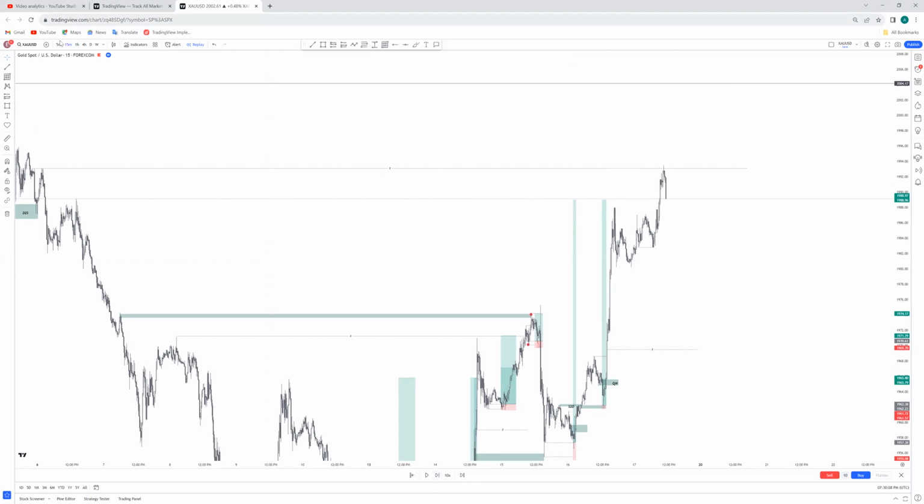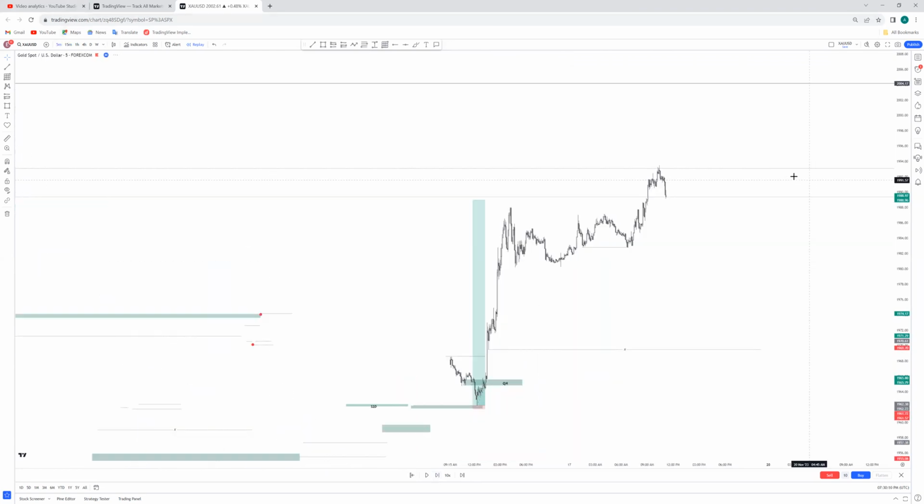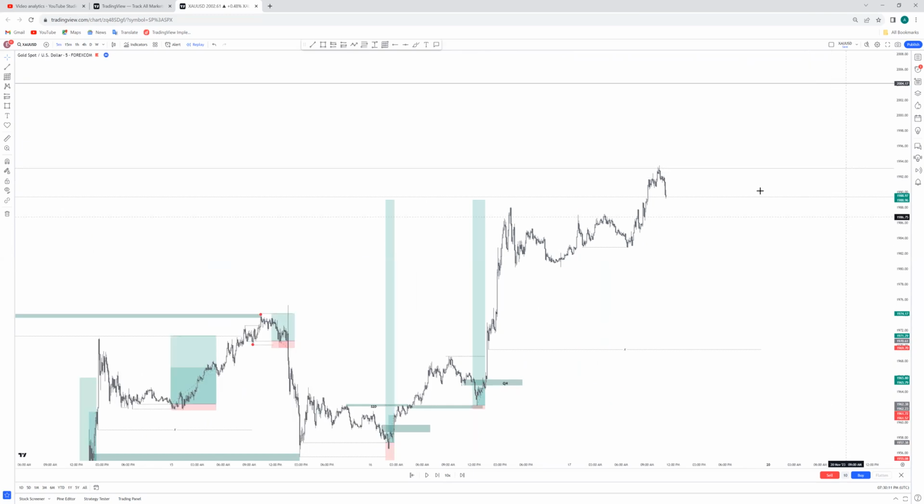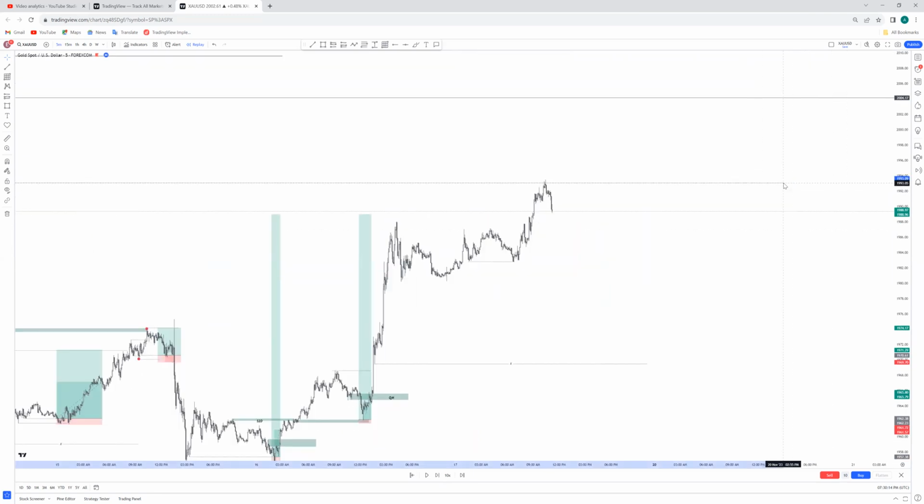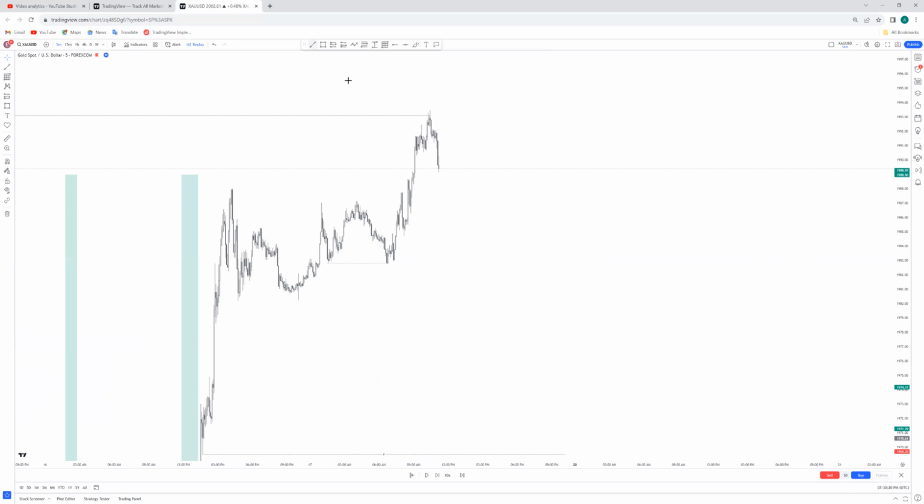Okay. You have a take, and let me wait for the proper confluence. Okay. I have my sweep, which is my hunt. And I have a break already and liquidity. Okay, fine.